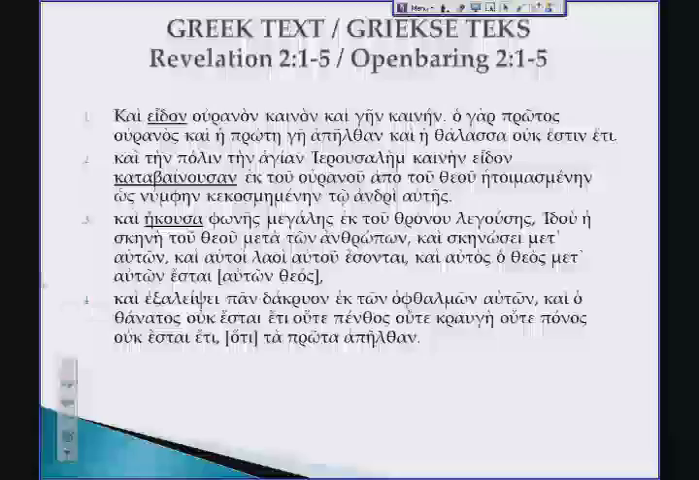Let's do the translation quickly. Okay, and he will wipe off every tear out of the eyes of them. You know what ophthalmos means now? The eye. What do you call that doctor who operates on your eyes? Optometrist. Yes, from that word.